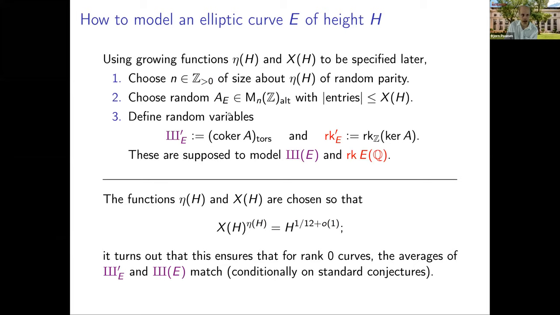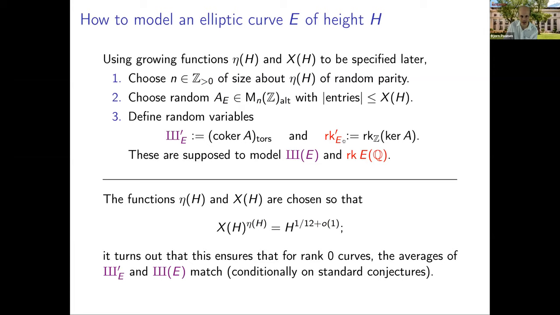So now you have this random integer matrix, and based on the previous slide, you take the co-kernel of that matrix, viewed as a linear transformation from Z^n to Z^n. That co-kernel will be some finitely generated abelian group, and you take its torsion. That's predicted to be the model for the Shafarevich-Tate group. On the other hand, if you take the kernel of the matrix, that should be the model for the rank. These are really random variables, these two things. I've given them notations to make it look as if they're related to these things.